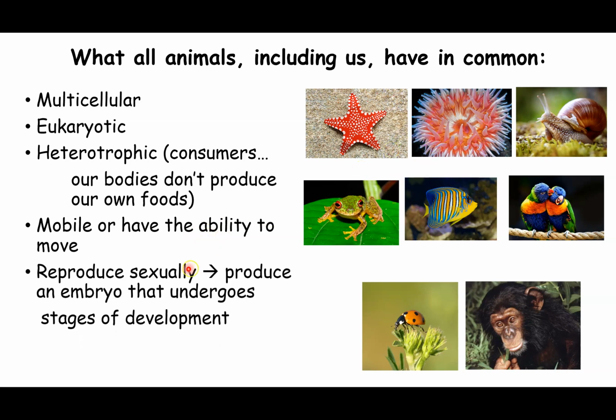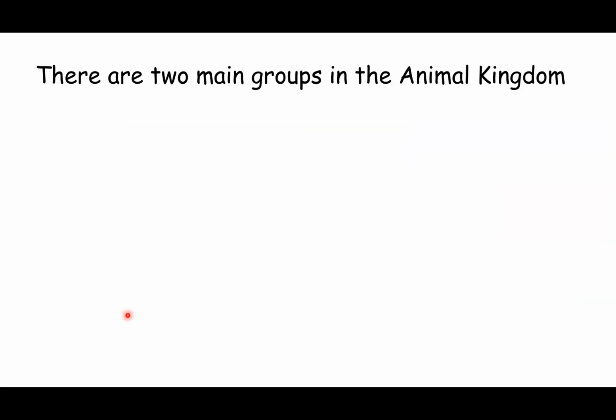And as you see here, they all reproduce sexually. That means they're going to produce gametes that fuse through fertilization and produce an embryo, and the embryo is going to undergo different stages of development. So those are the common characteristics of all animals.